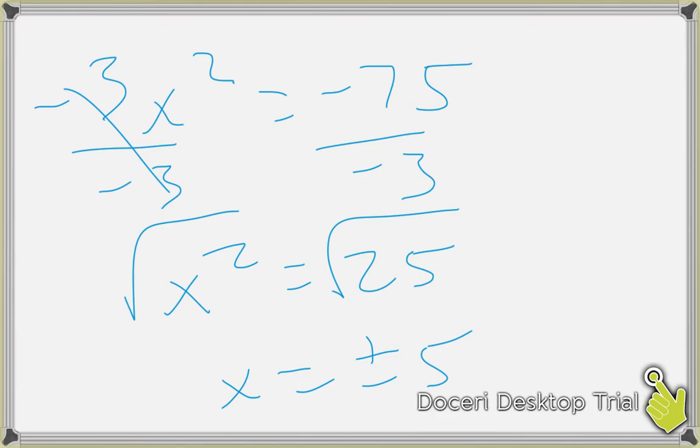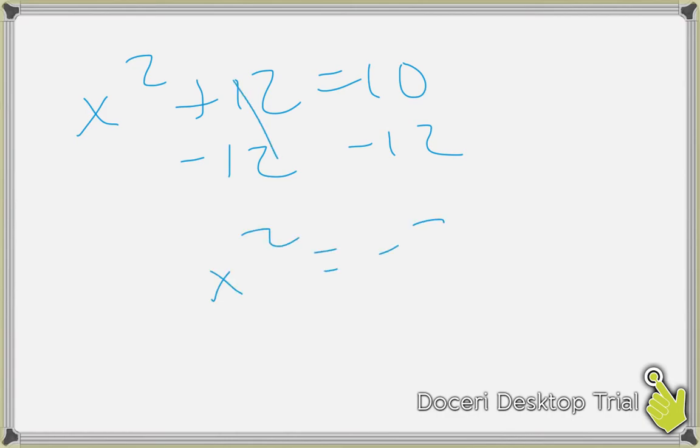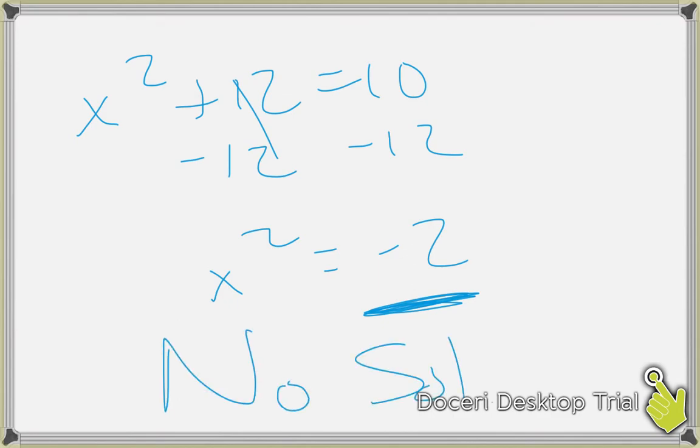The next one we do is x squared plus 12 equals 10. Subtract the 12. That gets us x squared equals negative 2. That should pop out as a red flag there. You can't have x squared is equal to negative. This is no solution here.